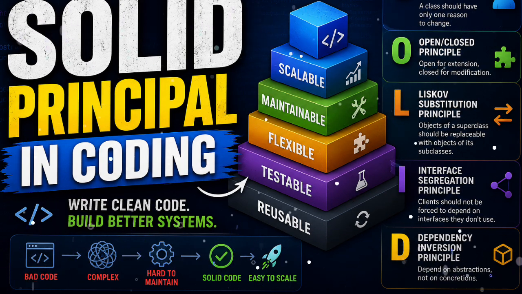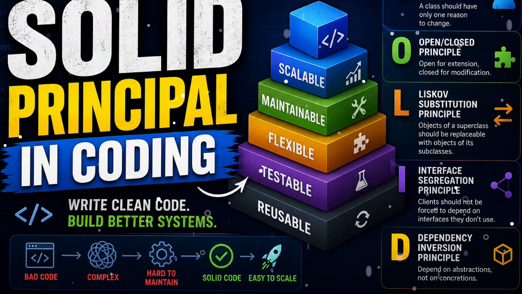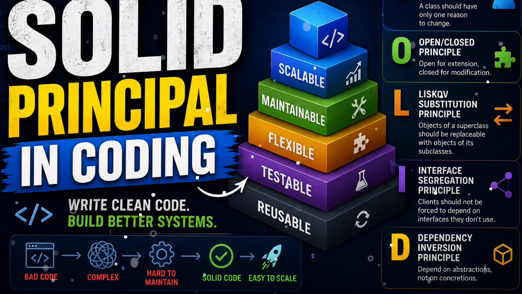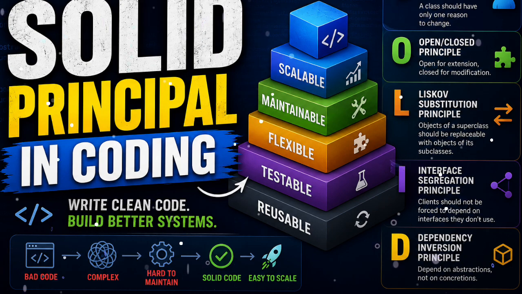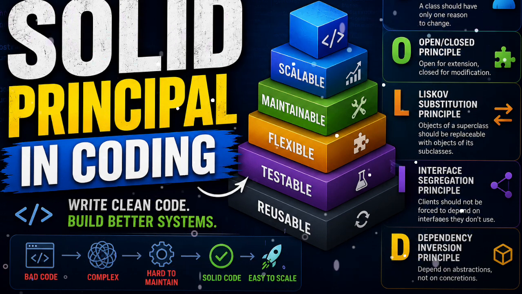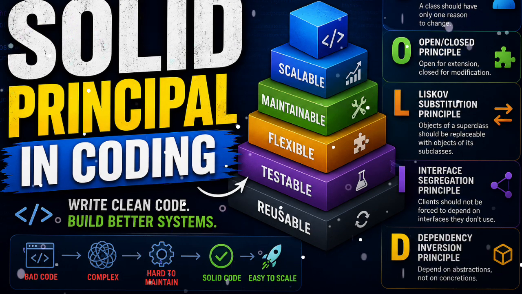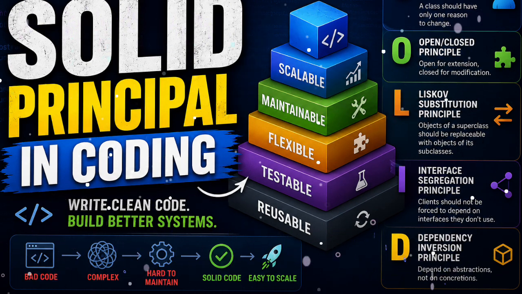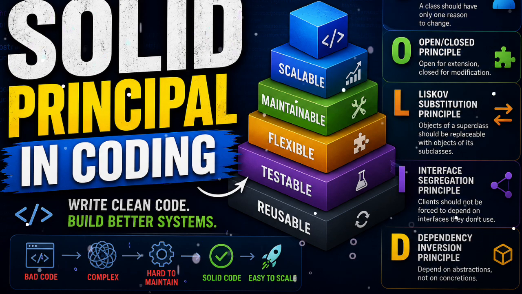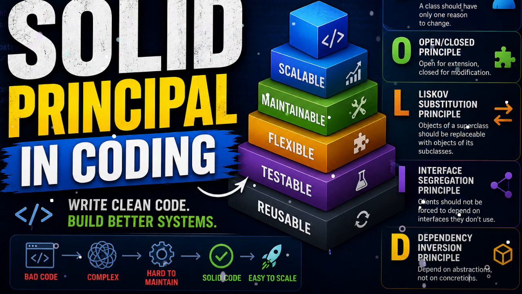Architecture tells us how the complete application should be structured. For example, clean architecture, microservices architecture, MVC architecture. But SOLID tells us how individual classes, modules, and components should be designed inside that architecture. A good architecture without good code design will still become difficult to maintain. That is why SOLID is widely used in enterprise applications, backend systems, AI applications, and large production software.